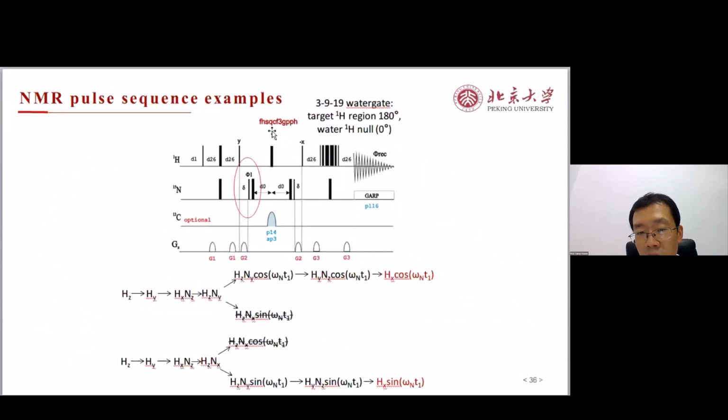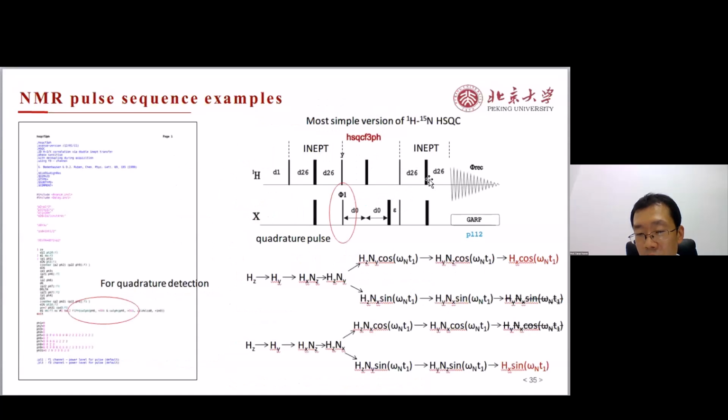For HSQC, we also have a more complicated version, like this version, HSQC F3GPPH. It applies this water gate at the end. Also, it applies several gradients in the middle. But the final results are the same as this simple experiment.